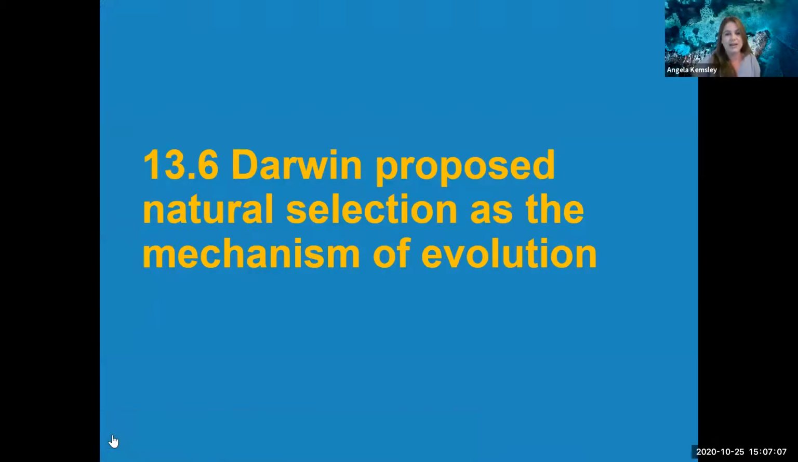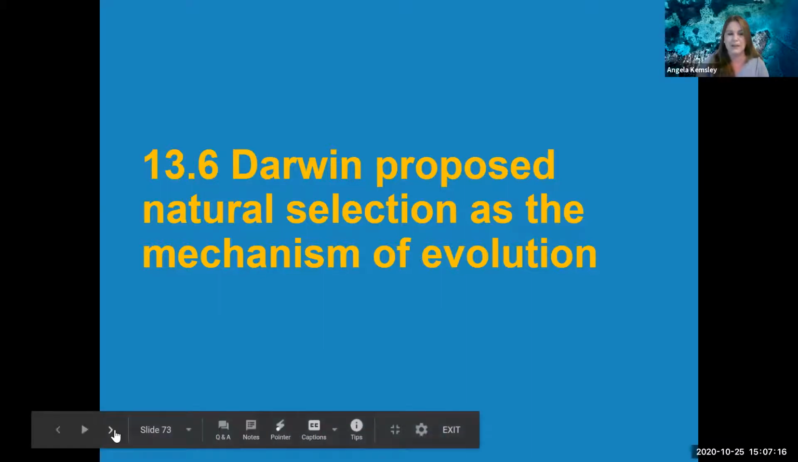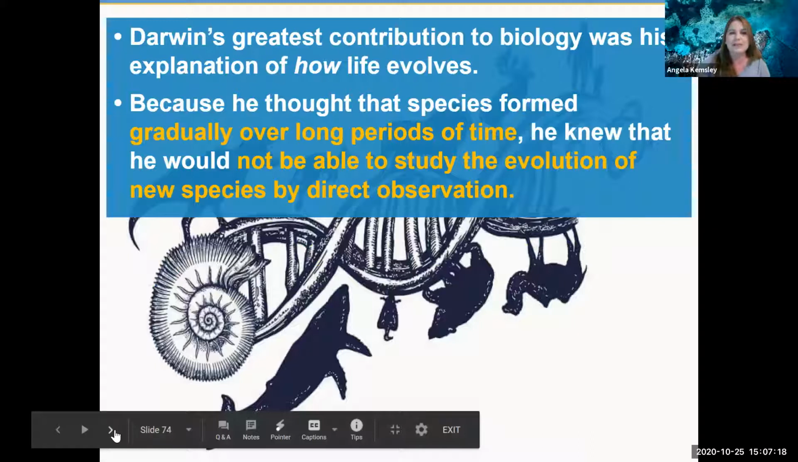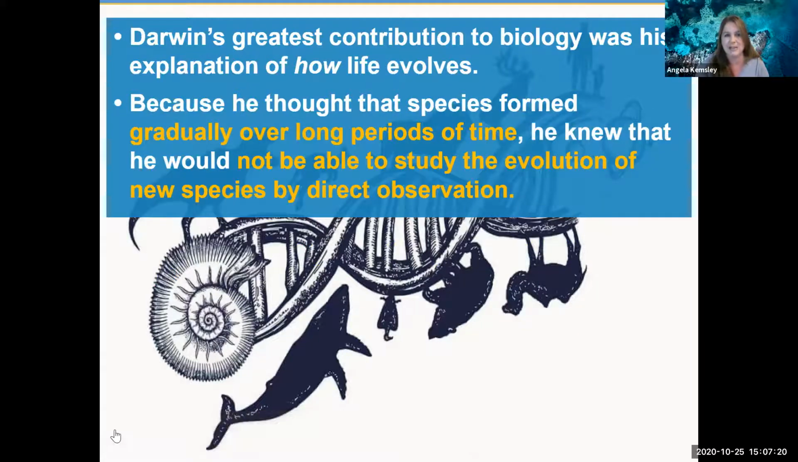So Darwin proposed natural selection as the mechanism of evolution. Remember that evolution is the process, natural selection is the mechanism by which evolution is happening. Darwin's greatest contribution to biology was his explanation of how life evolves. Remember, we knew that evolution was happening, that change over time was happening, but we didn't know how until Darwin explained it with his theory of natural selection. Although, remember, he didn't actually call it natural selection, but he described that process.